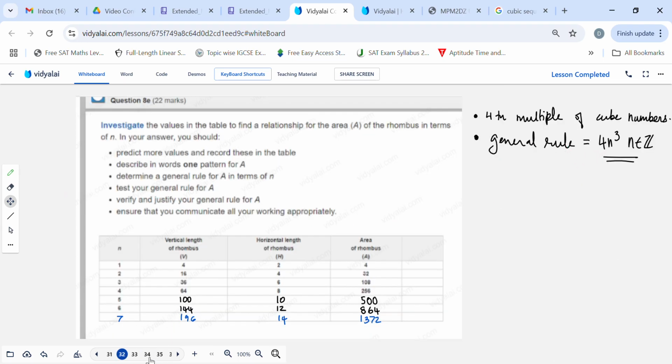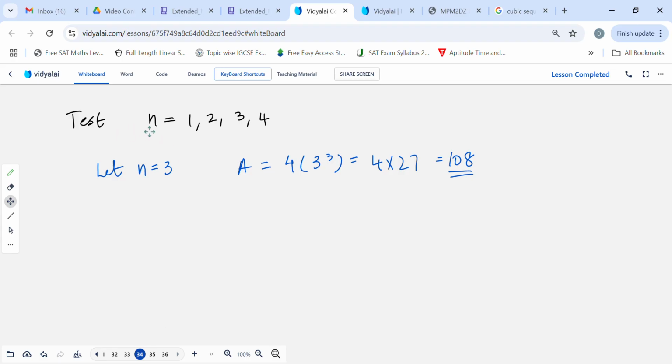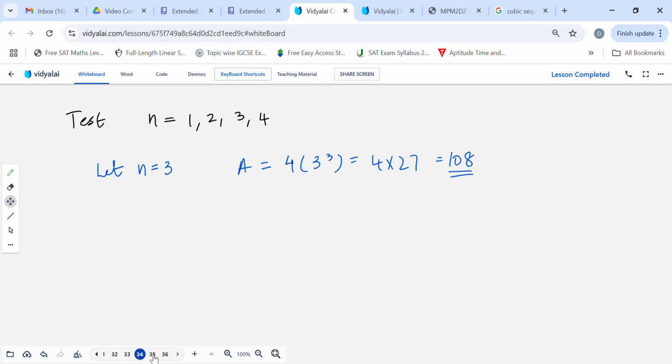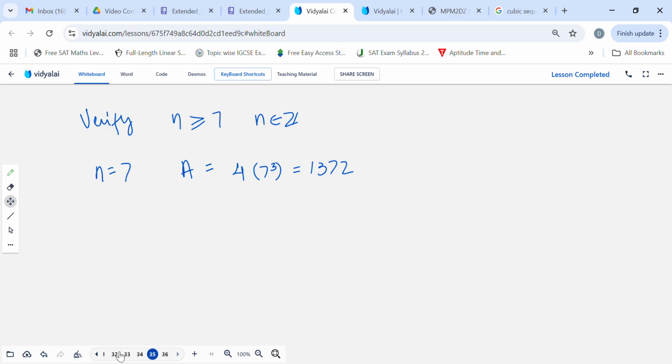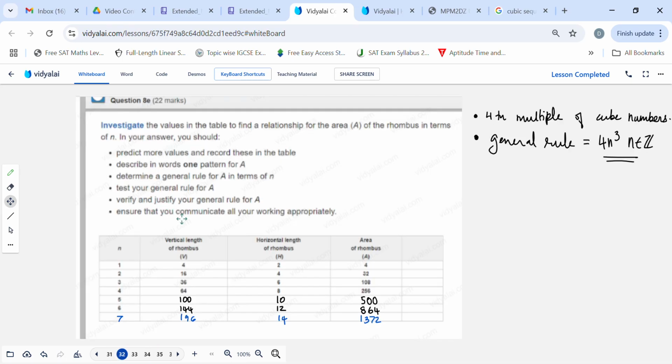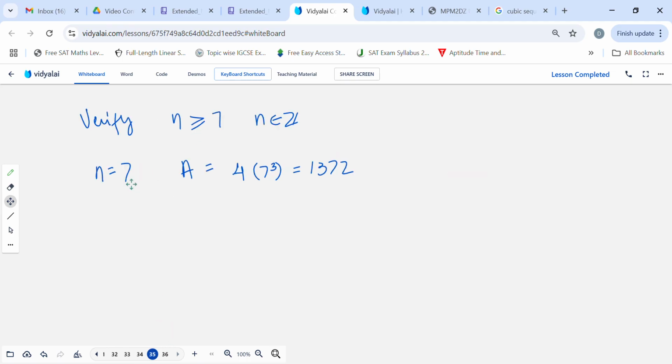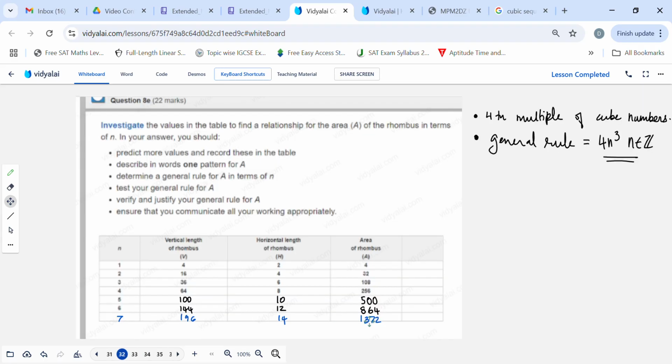Now we have to test the general rule. So you have to take any values from 1 to 4. Let's take n equal to 3. So the value of A will be 4 into 3 cube, which is 4 into 27, which is 108. And that is the answer here. So it's correct. Then we'll move on to verification, because next we have to verify. To verify, we'll take values greater than or equal to 7. So when n is 7, A is equal to 4 into 7 cube, which is 1372, which is the value obtained here. So we have verified it.